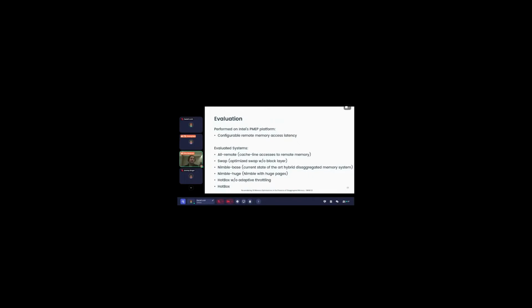Nimble is the current state-of-the-art hybrid disaggregated memory system. We evaluate both Nimble with and without huge pages. And finally, we evaluate Hotbox with and without the adaptive throttling mechanism.